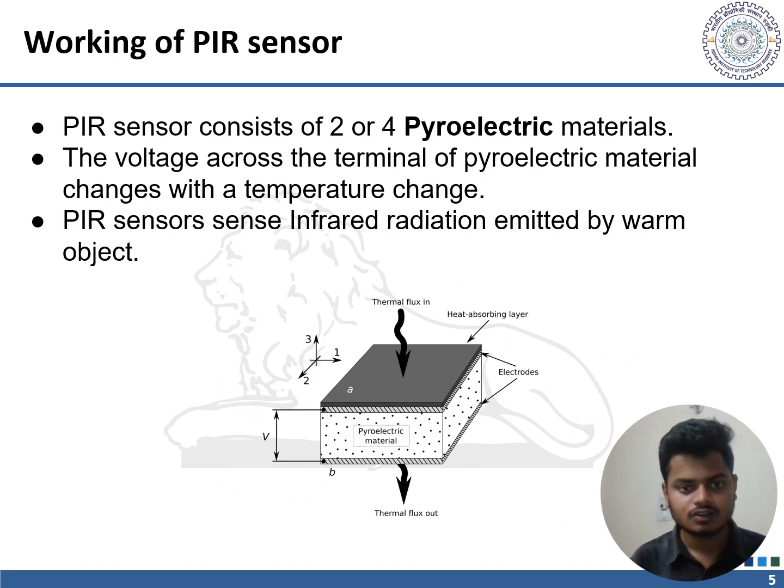PIR sensor consists of two or four pyroelectric material. So this is the pyroelectric material, and here is the electrode. So this will decide the range of the PIR sensor. If we use two pyroelectric material, the range will be lower in comparison of when we use four pyroelectric material. So the property of this pyroelectric material is that when we change the temperature, the voltage across this terminal will be changed. So PIR sensor sense the infrared radiation emitted by the warm object.